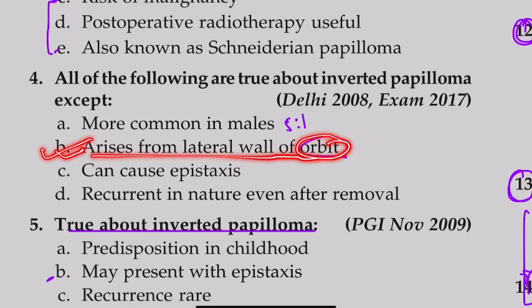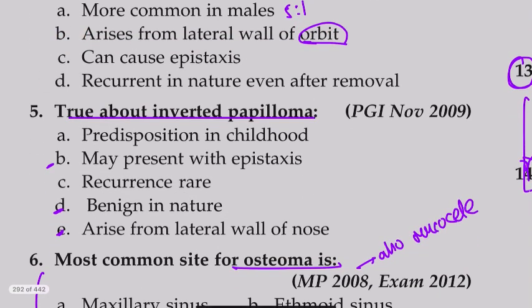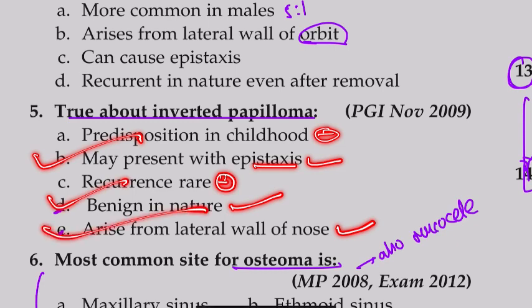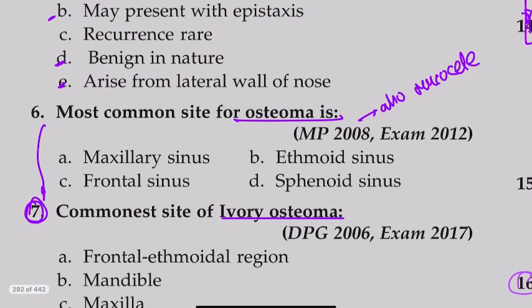True about inverted papilloma: predisposition in children? No, that's not right. May present with epistaxis, that's right. Recurrence rare? No. Recurrence is not rare. Benign in nature, yes. Arises from lateral wall, that's right. So B, D and E are the right answer.